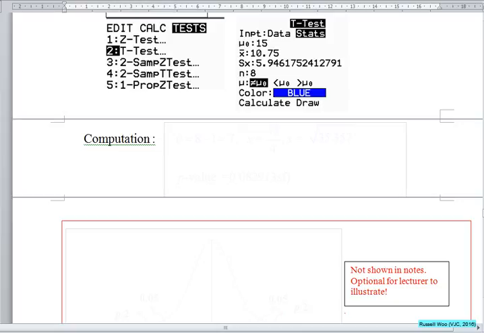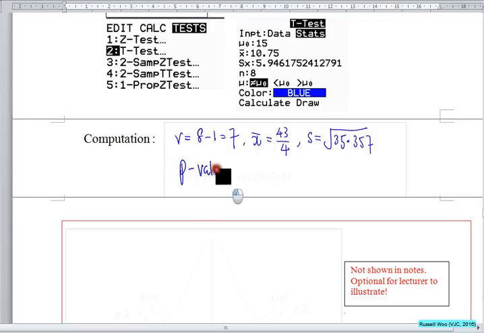Now, what do we need to present? The difference between z-test and t-test is I need you to show me that you know this degree of freedom. Must write, okay? Your x bar is 43/4, which is 10.75. You actually used your s value, 35.357. By GC, you get a p-value, which was 0.0829.